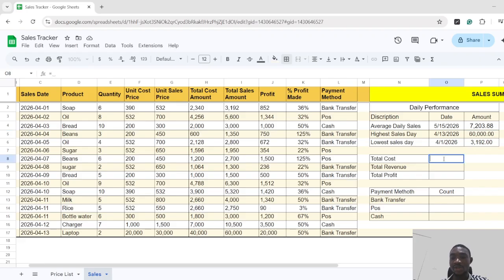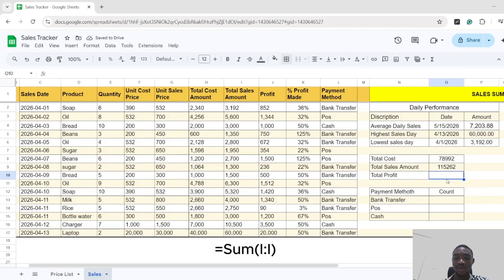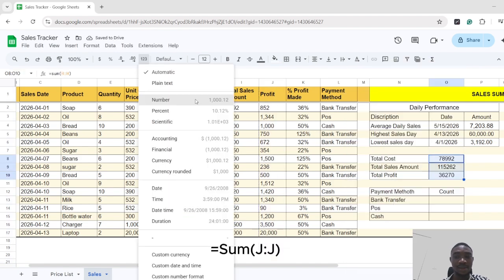Also, to calculate the total cost for the month, we will use the sum function, equals to sum total cost. And to calculate the total sales amount, equals to sum. And to calculate the total profits, we will use the sum function to calculate the total profits.